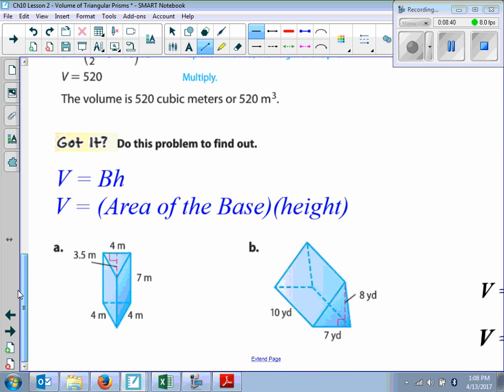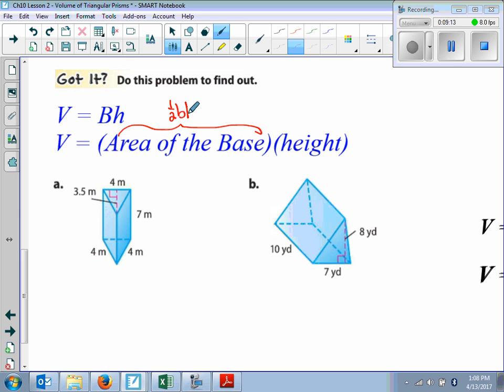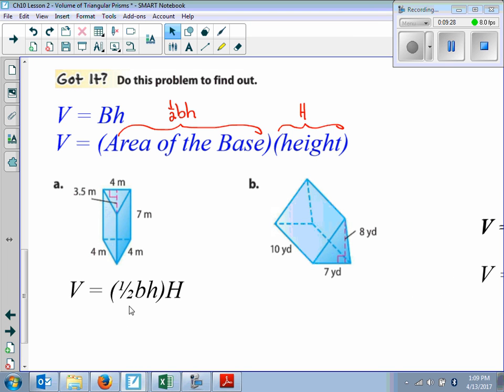All right. So let's do this together. Now, for the got it problem, don't forget its volume is equal to the big B times the H, where the big B represents the area of the base. And in this situation, what shape is the base? A triangle. Very good. So, because it's a triangle, the formula for the area of the base is what? 1/2 base times height, right? And this second height over here is going to be that capital H, which is the height of the prism. So our formula then is the area of the base, which is a triangle, 1/2 base times height, times the height of that prism. Okay?